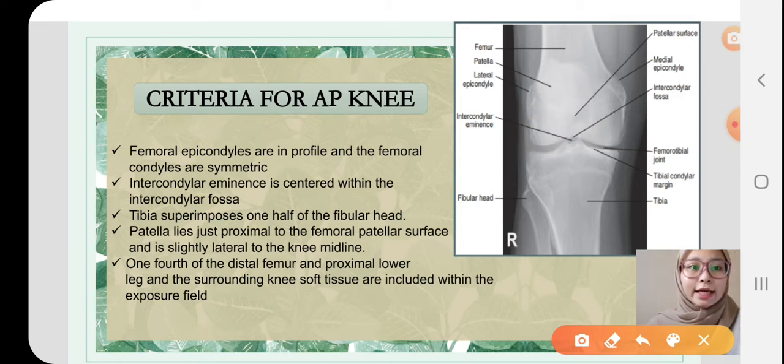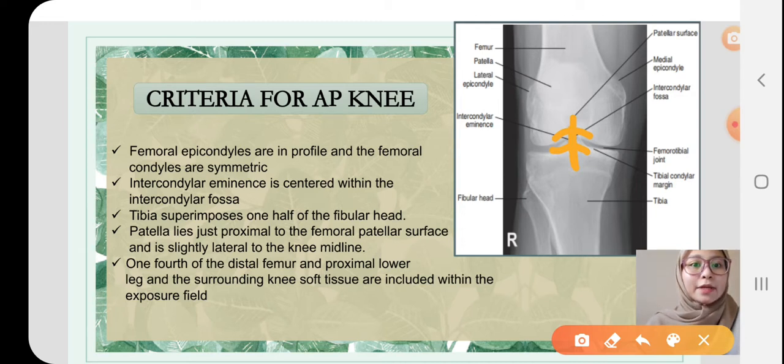Next, the intercondylar eminence is centered within the intercondylar fossa. Where is the intercondylar eminence? Here is the intercondylar eminence, and up here, at the distal femur, is the intercondylar fossa. It is centered within the intercondylar fossa.